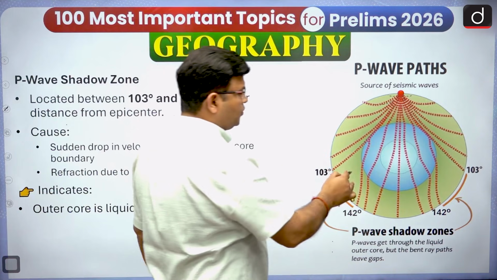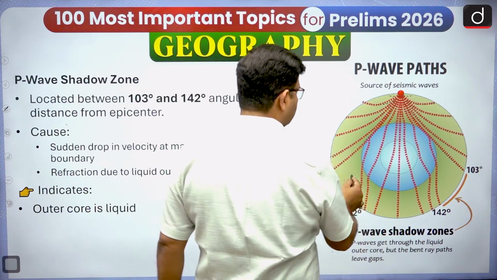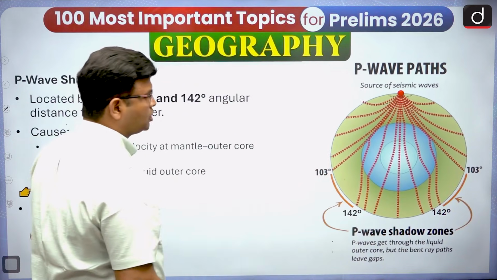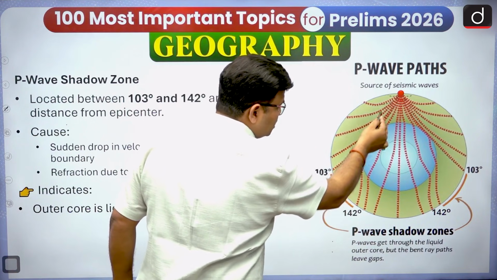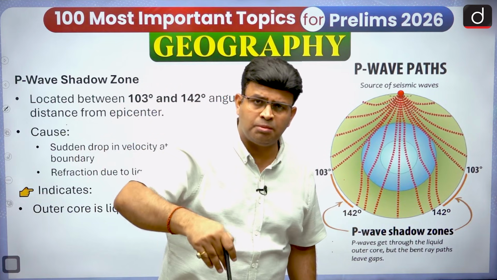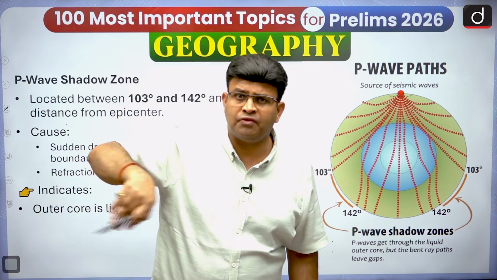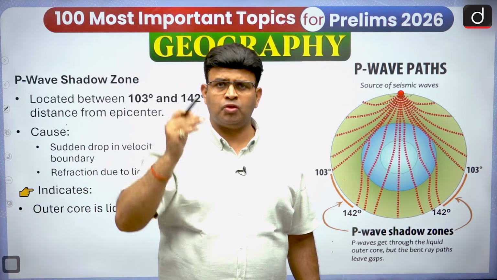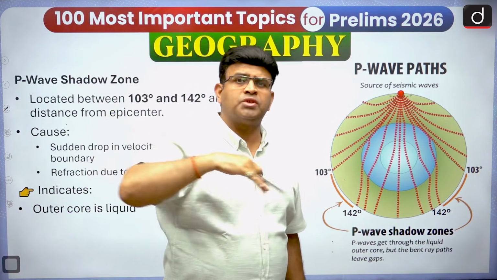In this section, what we are able to see is that this is the focus of the earthquake. P waves are coming out from the focus, but these P waves keep on refracting when they move from one denser medium to another medium. If any energy is moving from a rarer medium to a denser one, it moves towards the normal, and from denser to rarer, it moves away from the normal.